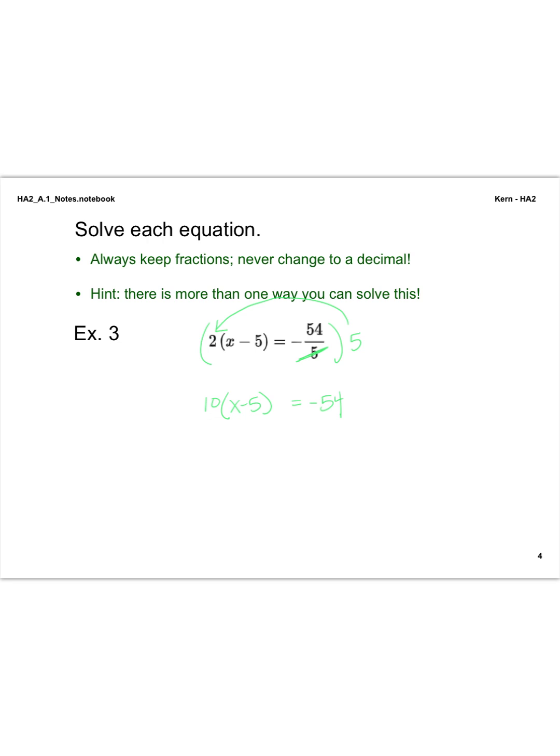So now I'm going to distribute the 10. So I have 10x minus 50 equals negative 54. I'm going to add the 50 to both sides. So I get 10x equals negative 4. And then I'm going to divide both sides by 10. So x equals negative 4 over 10. And our answer should always be in simplest form. So this can be reduced to negative 2/5 because 4 and 10 are both divisible by 2.